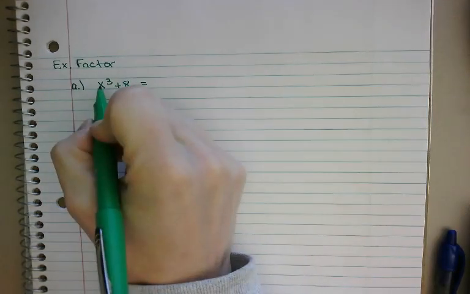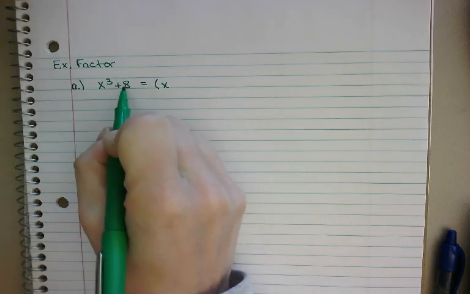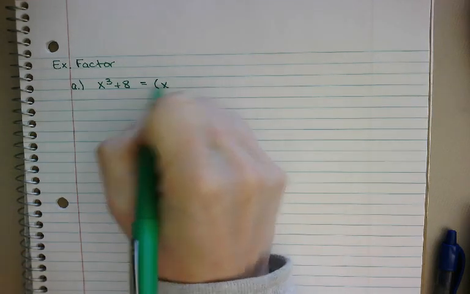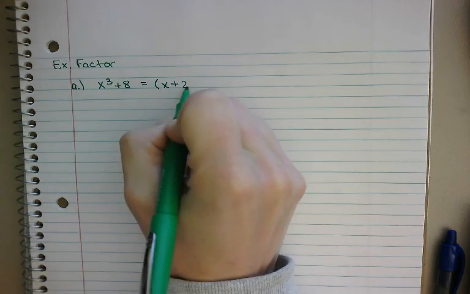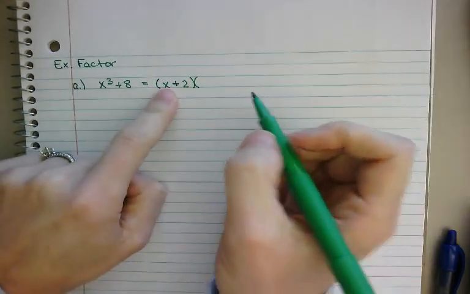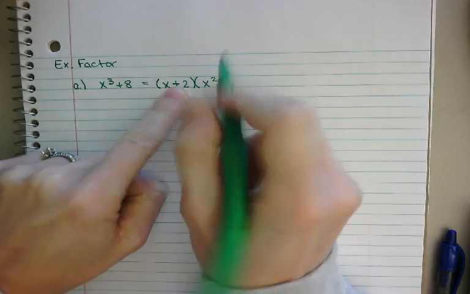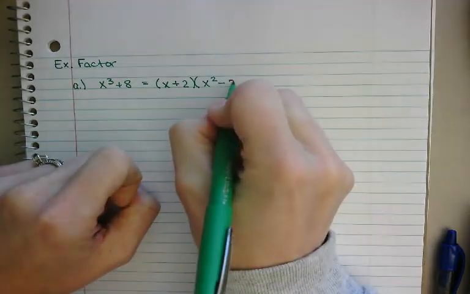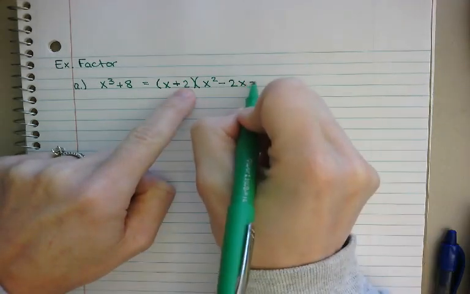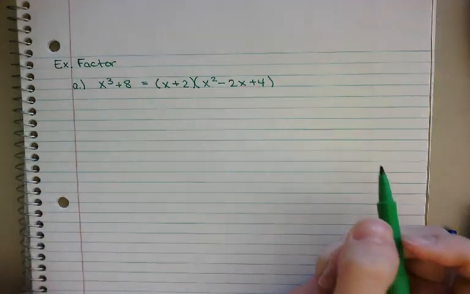So, what number do you cube to get an x cubed? X. What number do you cube to get 8? 2. Since it's a positive 2. Okay, the trinomial is this number squared, a sign change, multiply, square. And you don't have to worry, that will not factor, so you get to be done.